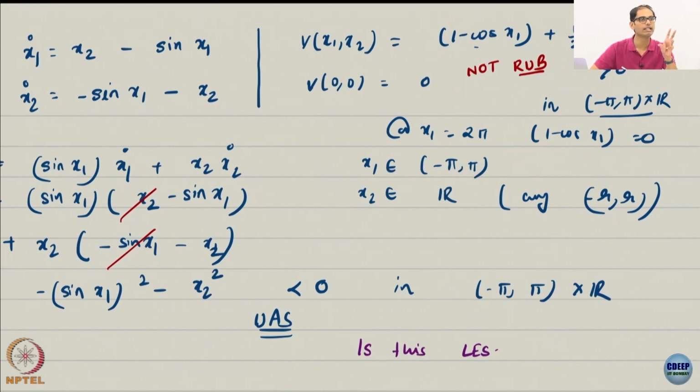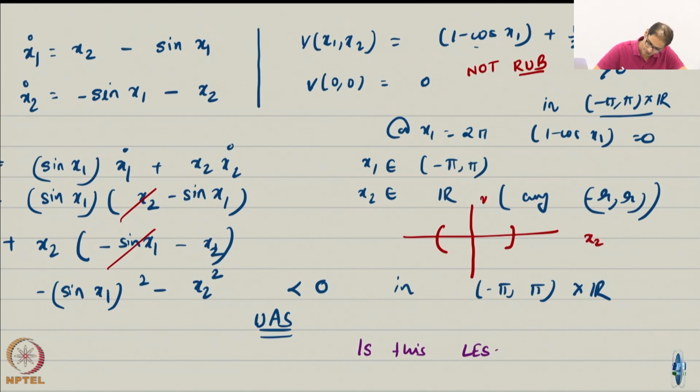There is something local about this. In one axis, if you draw it, it is only this much, and in the x2 axis it can go anywhere.